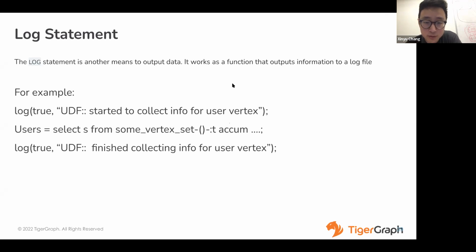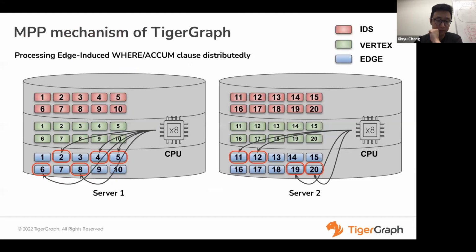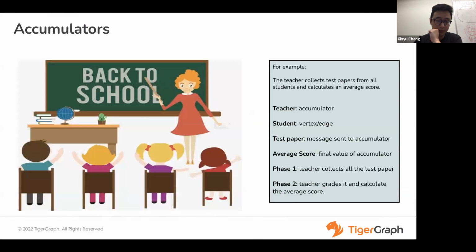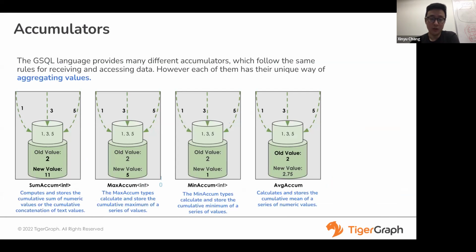Okay, and let me see. Could you clarify the difference between accumulator and aggregate? Well, the type of accumulator decides the way of aggregation, like I mentioned in this slide. We have different types of accumulators, and each of them has its own unique way of aggregating the messages. When you define an accumulator, you choose the aggregate type, for example MaxAccum or MinAccum, and it will do the aggregation accordingly. Okay, let me see the next question.